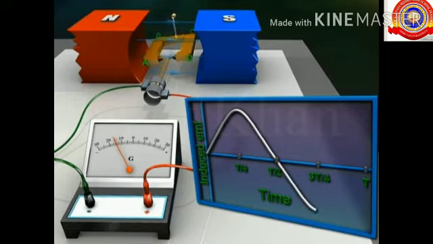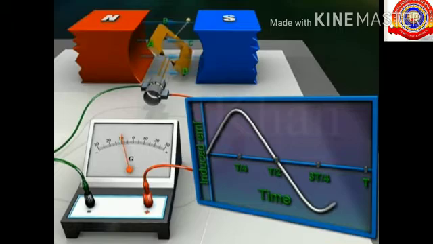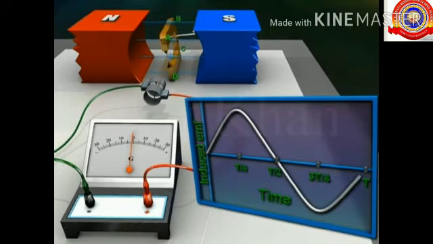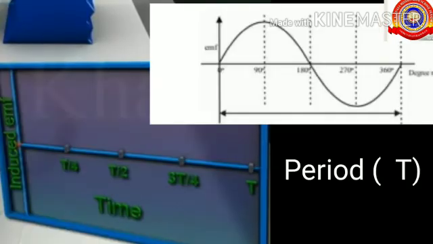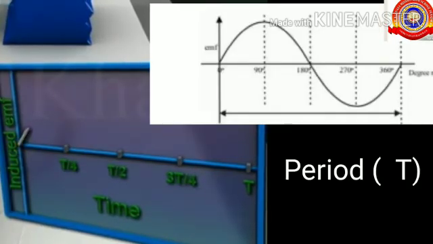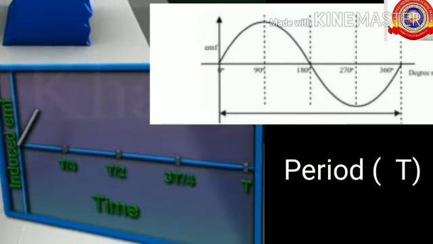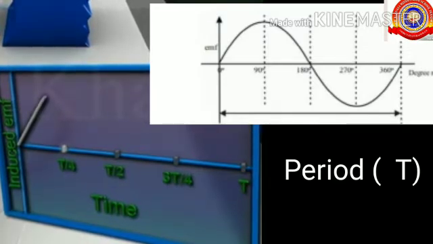After that, it changes the direction and reaches the point 3T by 4, that is 270 degrees. From there, it reaches the next point T, that is 360 degrees. Here, capital T is called the period. The time taken by the armature coil for a full rotation is called the period T. Time taken for half rotation, that is 180 degrees, is T by 2.